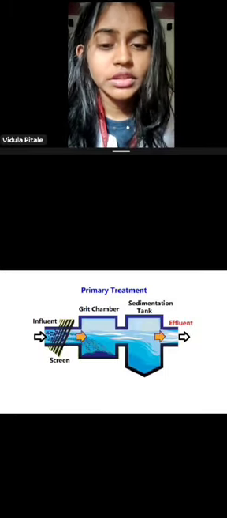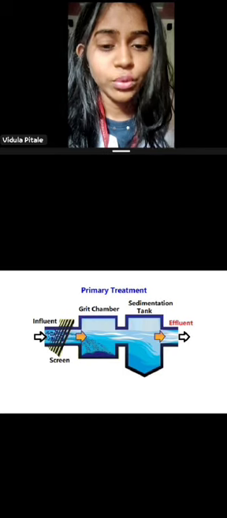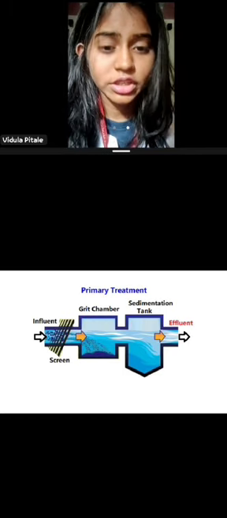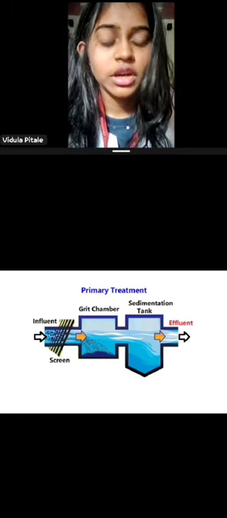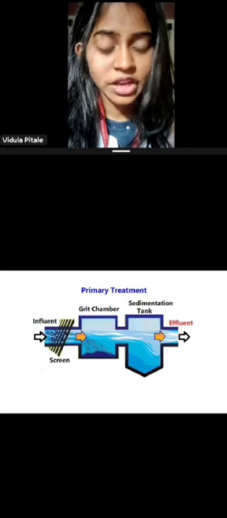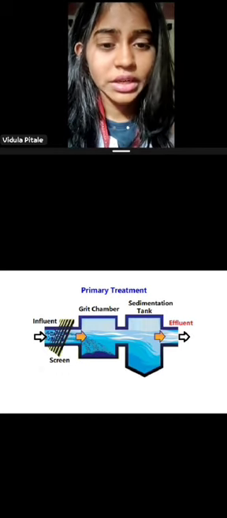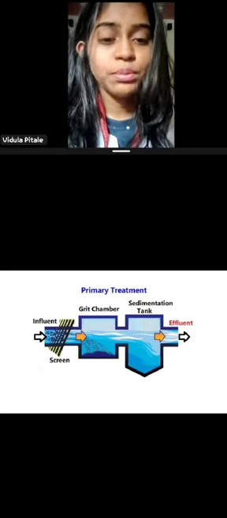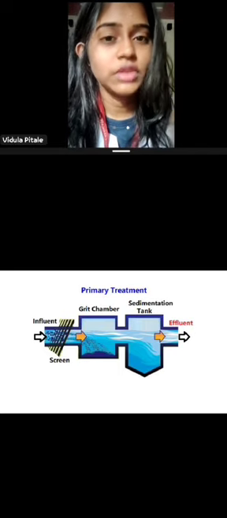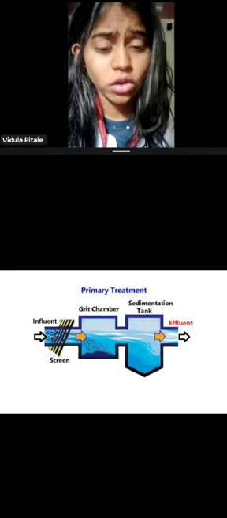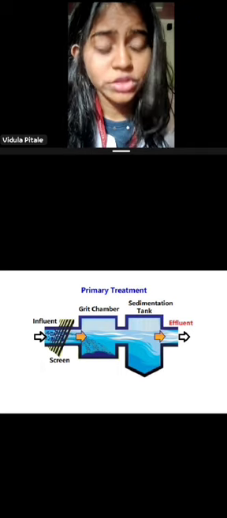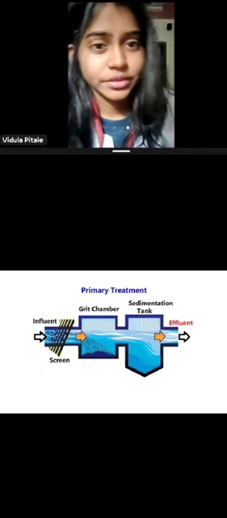Primary treatment. The sewage water comes in as influent and passes through the screening to the grit chamber. In the grit chamber, the treatment takes place, and after it, the water is passed into the sedimentation tank, in which the separation of some particles from the sewage water occurs, and then it is discharged as effluent to the secondary treatment.